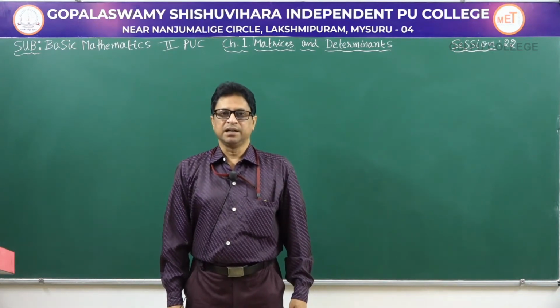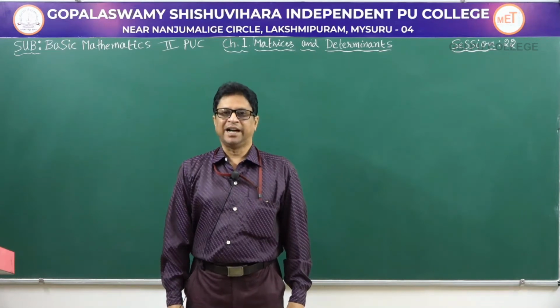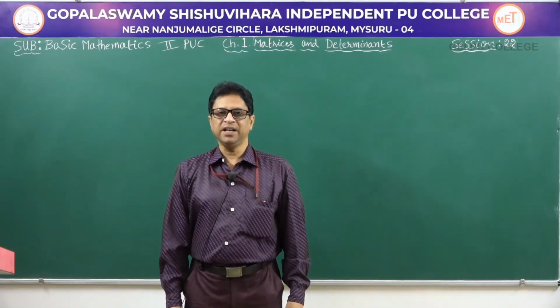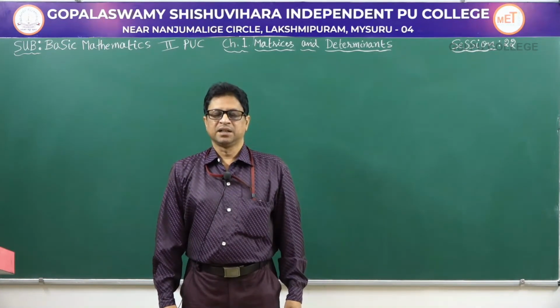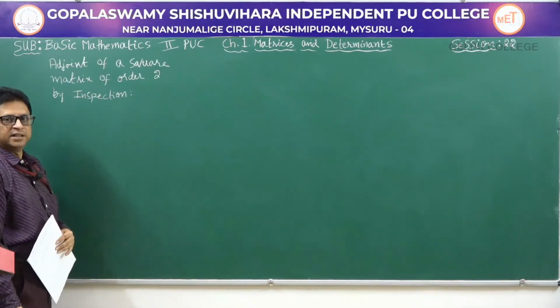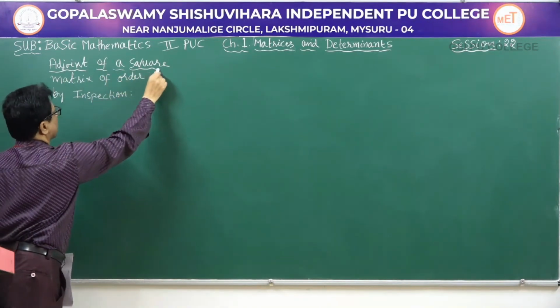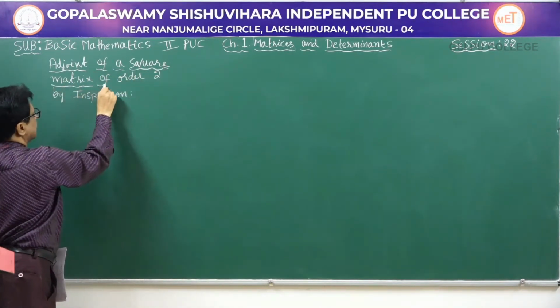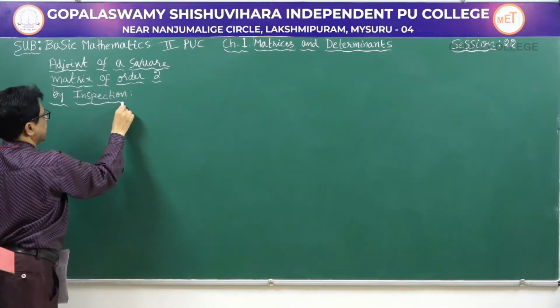In the last session, we have discussed about minor of an element, cofactor of an element and adjoint of a given matrix. Today in this session, we shall discuss about the adjoint of a matrix and its related problems. Let us find the adjoint of a square matrix of order 2 by inspection.